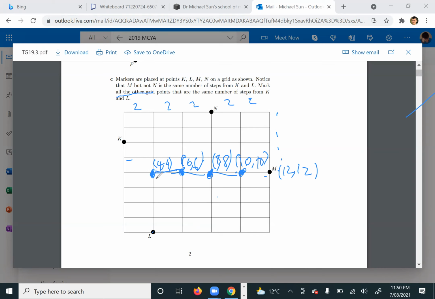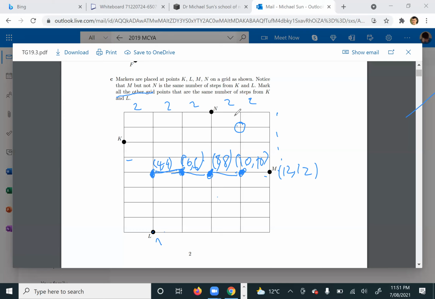But because we don't mark this one, and we're told to mark all of them, we're actually also saying that that point doesn't have the same distance. Understand? Because K is very near, and L is even further. So in some sense, we also have to explain why these are not the same distance. Okay, that makes sense.